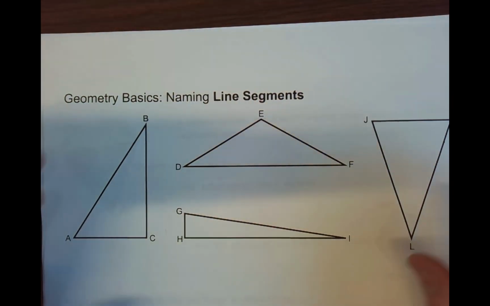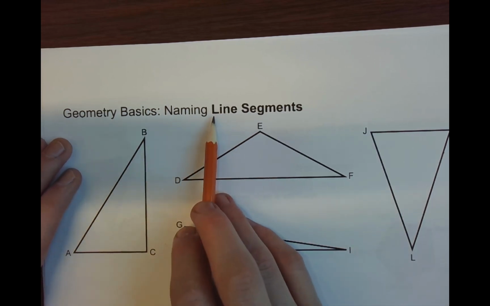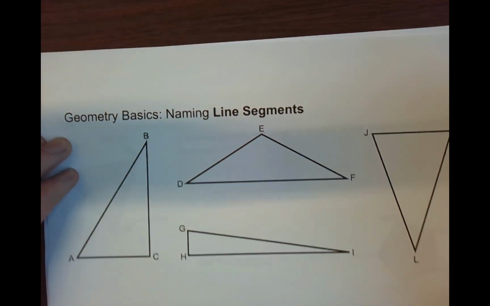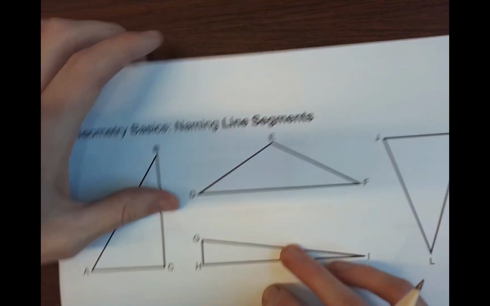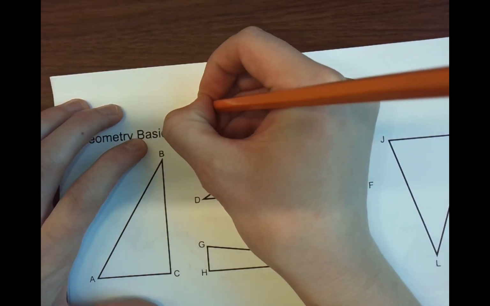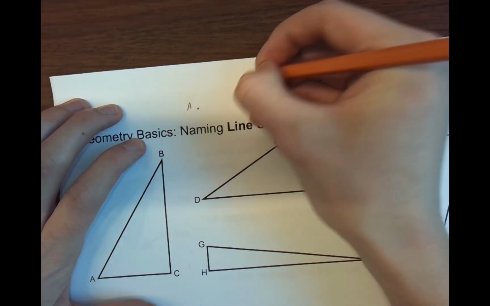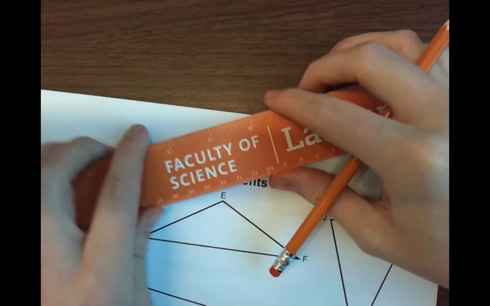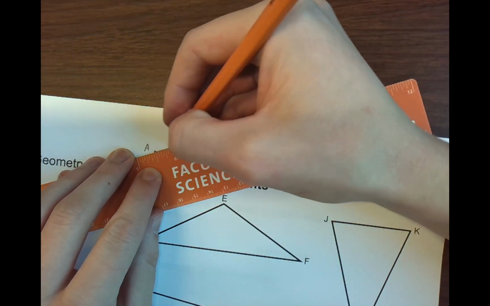All right, so geometry basics. First, I just want to mention how we name line segments. The most basic example of this would be if you have a point A and a point B, and then you connect these two points with a line segment.